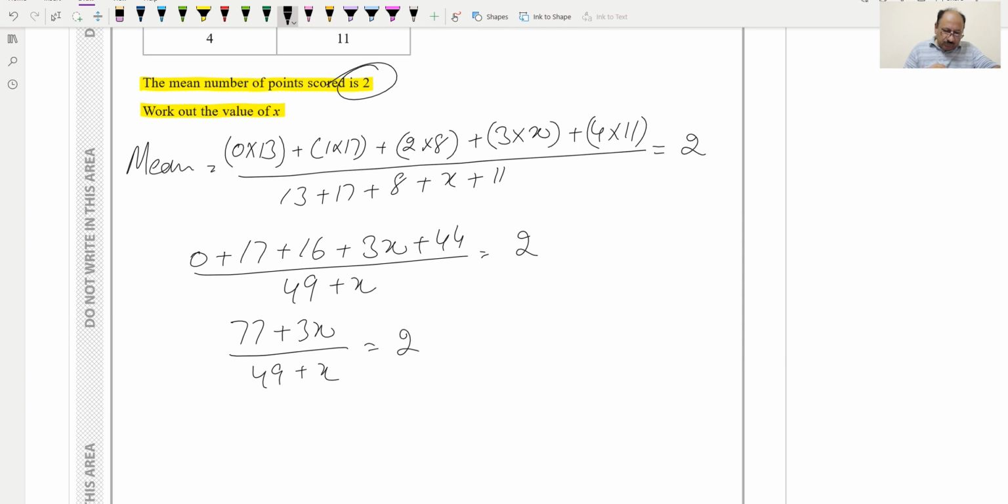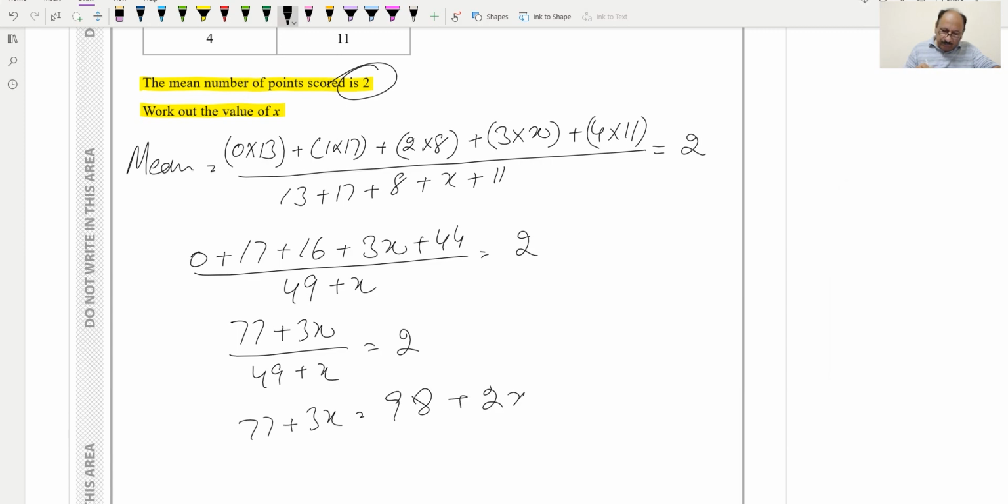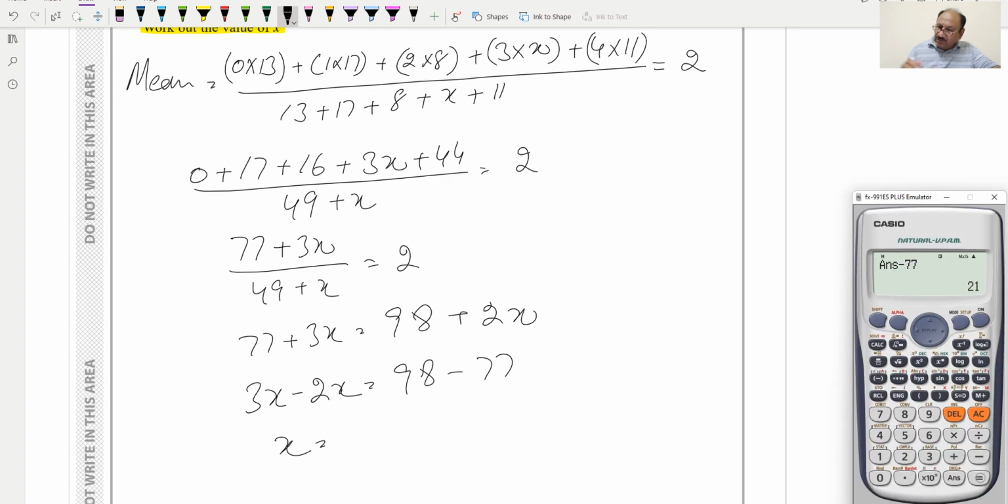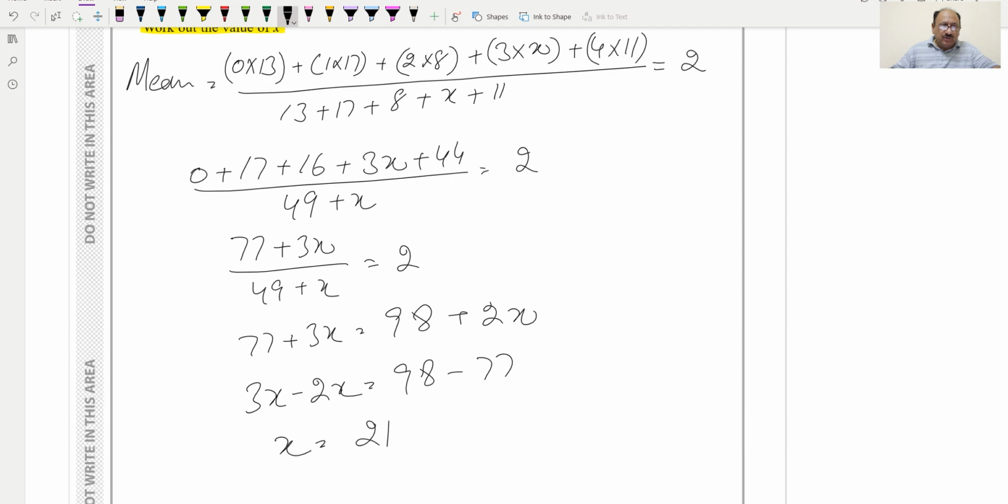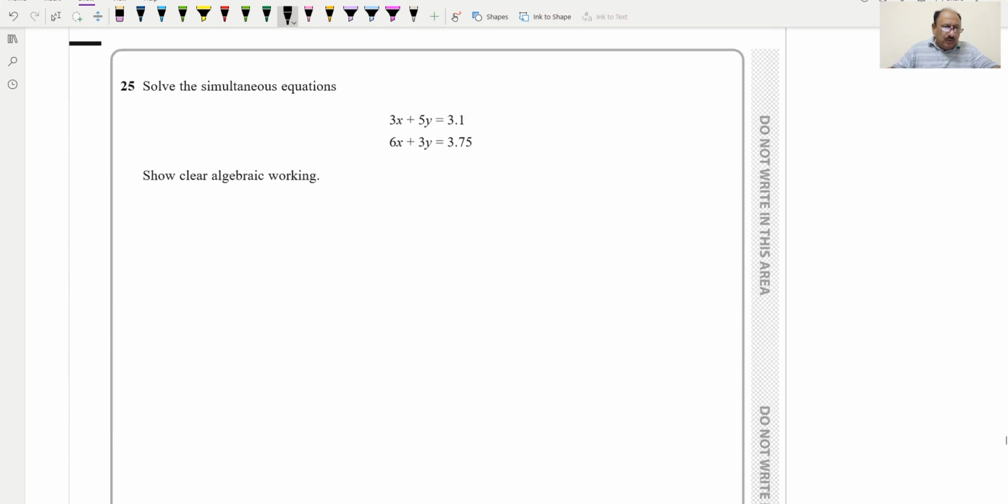Cross multiply. So 77 plus 3x is equal to 49 into 2. 49 multiplied by 2 will be equal to 98 plus 2x, and we can shift 2x to the other side. So 3x minus 2x is equal to 98 minus 77. So x is equal to 98 minus 77, which is 21. So the x value which we were supposed to find is 21, which we can write over here, and this is for 4 marks.